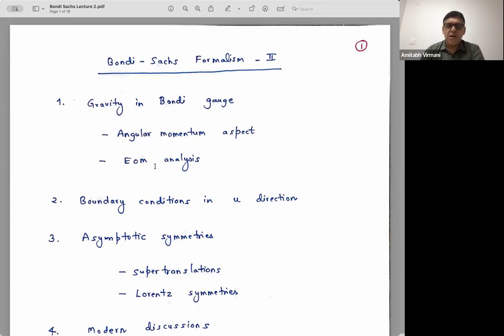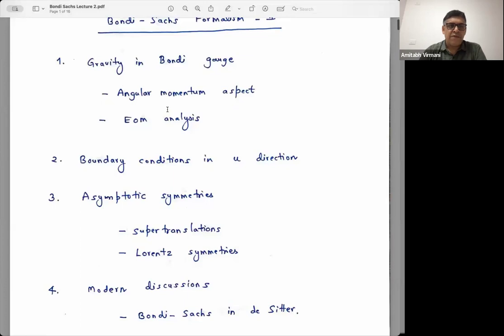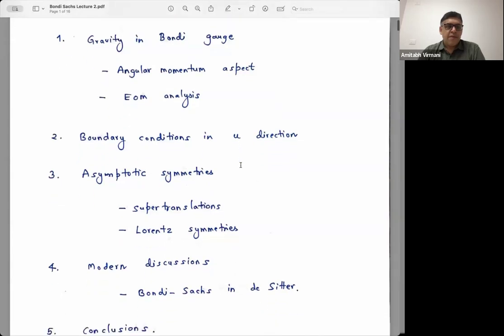Because many of you were asking yesterday about the equations of motion, I will combine the two things in the right way so that you see how the equation of motion analysis works and how these functions come out. This will be the end of the elementary Bondi-Sachs formalism in a way. After the first part, I am done with the radial direction. Then I will discuss boundary conditions in the u direction. These are more modern, and these are the things people are discussing these days. Then I will discuss asymptotic symmetries, supertranslations, and Lorentz symmetries is what I will focus on.